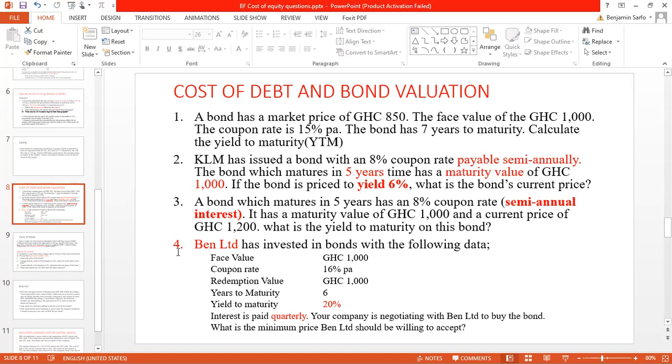So come to the denominator. 1,000 plus 1,200. Divided by? 2. Divided by 2. Okay. Press equal to, what did you get? I had 0.0125.